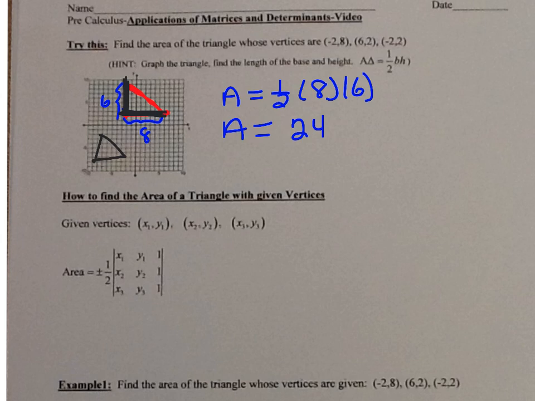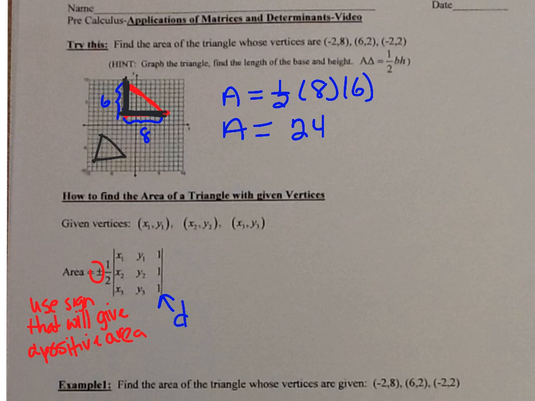All right, so now why is it plus minus? Well, it's plus minus because we have to figure out what will give us a positive area. So you use the sign that will give a positive area. Okay, and remember the bars, it's not absolute value, that means determinant. So what this means is the area is plus minus 1/2 the determinant.